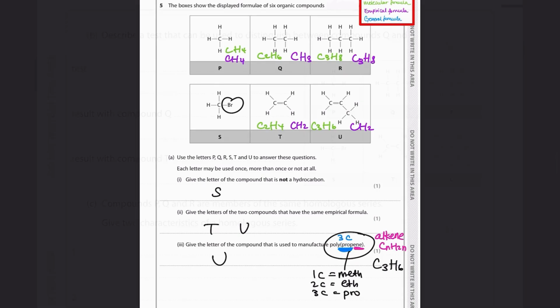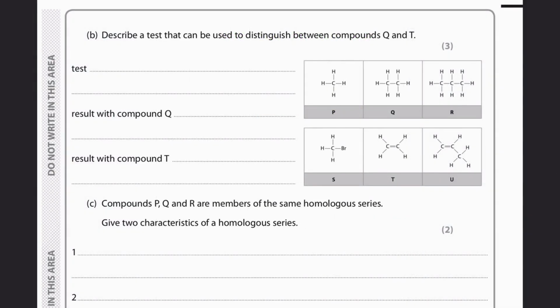U is the answer. So continuing on, it says describe a test that can be used to distinguish between Q and T. So I've pasted Q and T down here for you guys. Q is here, and then T is here. So what do you first notice about Q and T? What's different about them? They both have 2 carbons, right? So they're both eth.